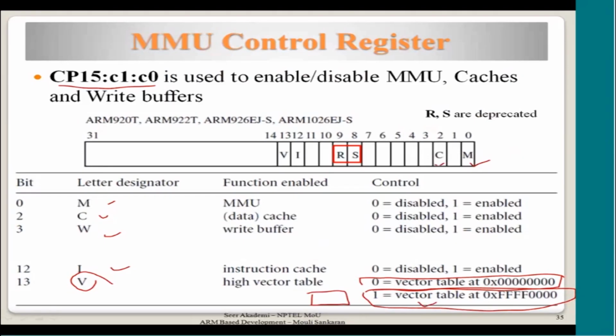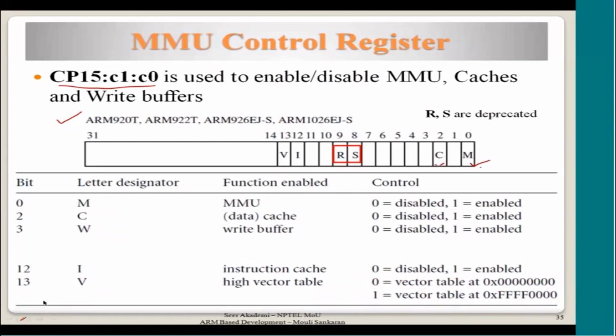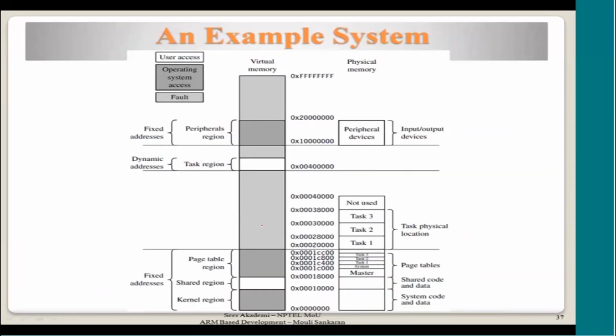That is the choice of the system designer, and only they have to take care of setting the V bit. So these are supported only in these processors, not in the later versions of the processor. So this is how we have to finally enable it: after programming the memory registers and the tables are built and initialized, you are good.